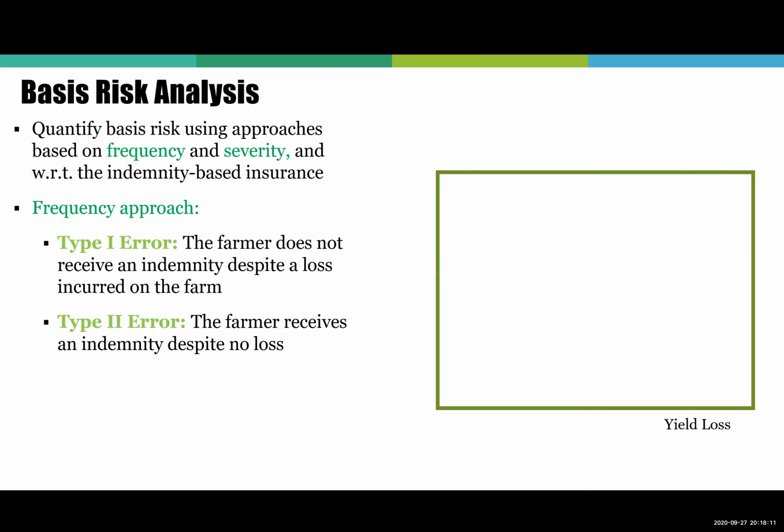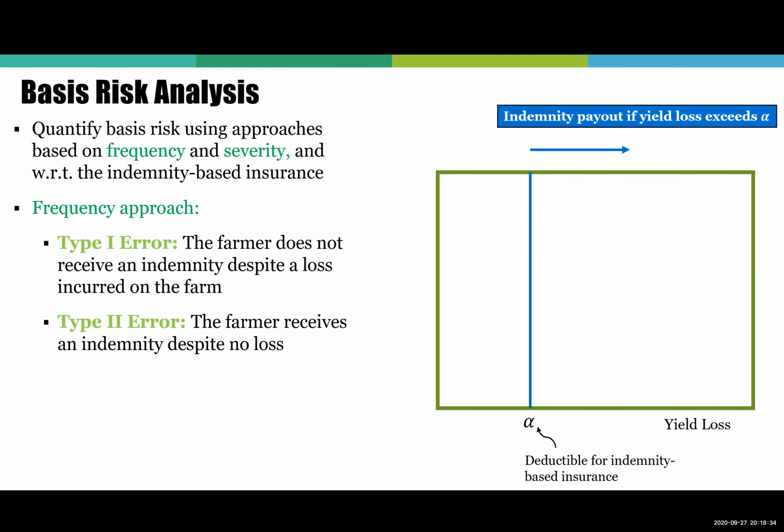To provide a greater insight into type 1 and type 2 errors, let us now illustrate these errors graphically. Suppose the horizontal axis gives the actual yield loss incurred by the farmer. Let alpha be the deductible of an indemnity-based insurance, so that if the actual yield loss is higher than alpha, then there is a positive payout compensating the farmer for the loss in excess of alpha. On the other hand, if the actual yield loss is less than alpha, there is no payout to the farmer since the incurred loss, if any, is still within the farmer's loss tolerance.